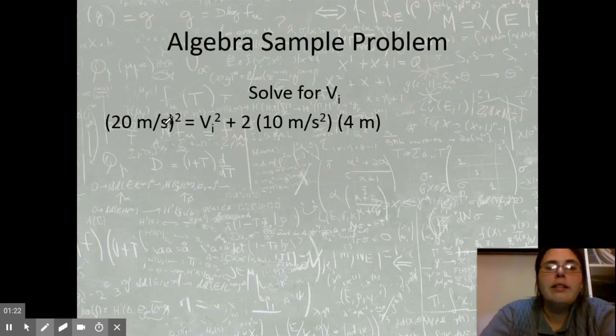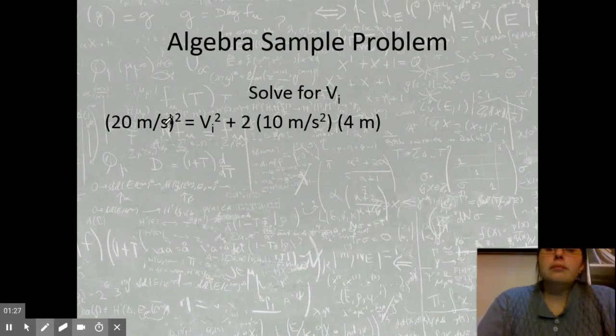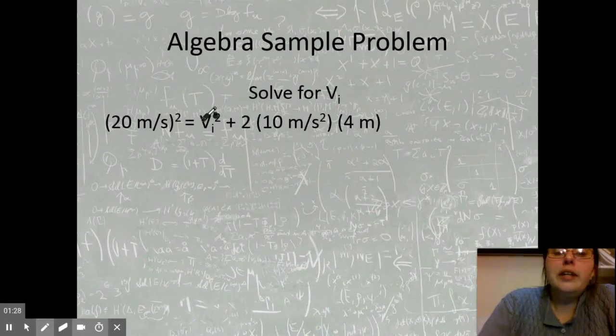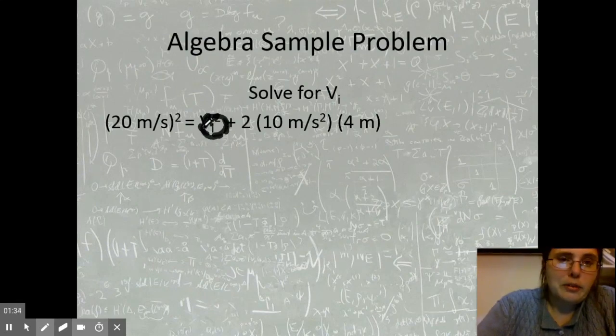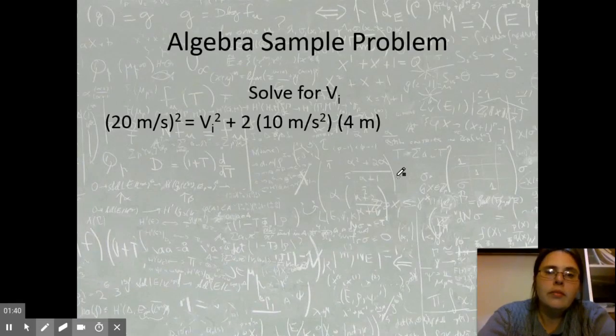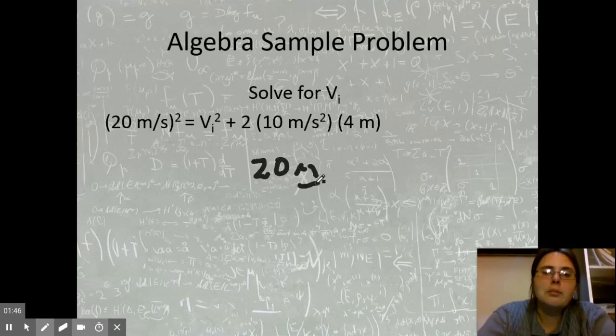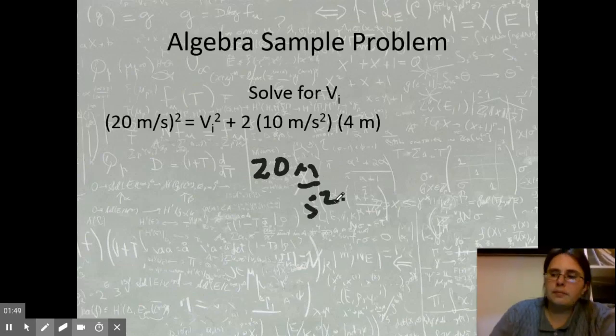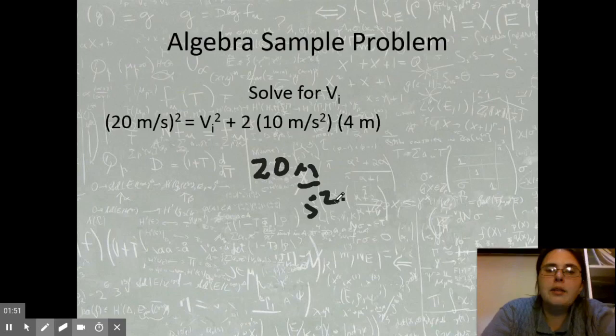All right, so then we just want to simplify terms. And by the way, the subscript i in Vi just differentiates that V from other V's. So the i goes with the V. It doesn't mean anything else to you at this moment. So to simplify, we can say 2 times 10 is 20 meters per second squared. And then we multiply that by 4 meters.